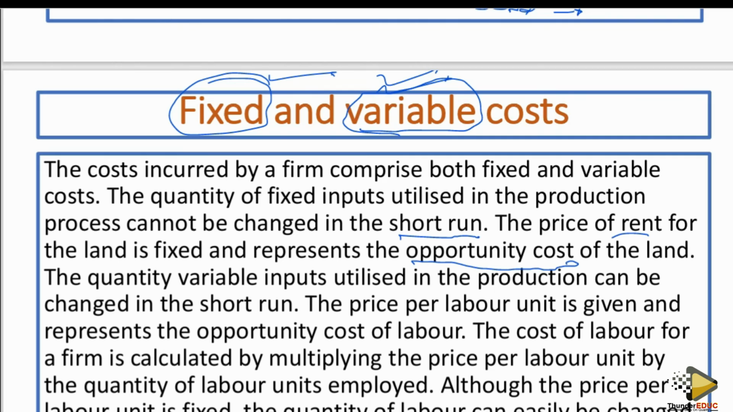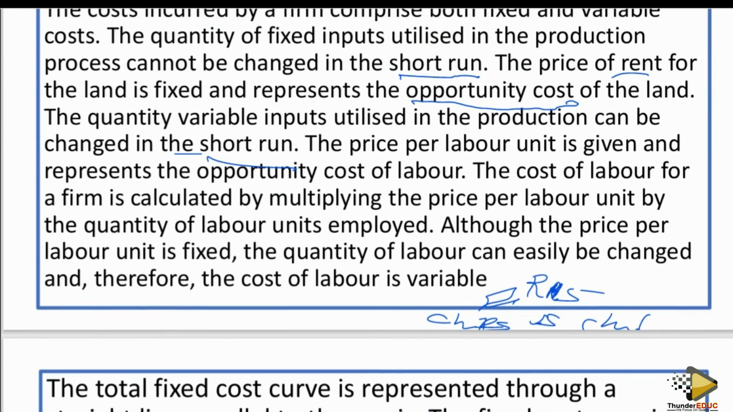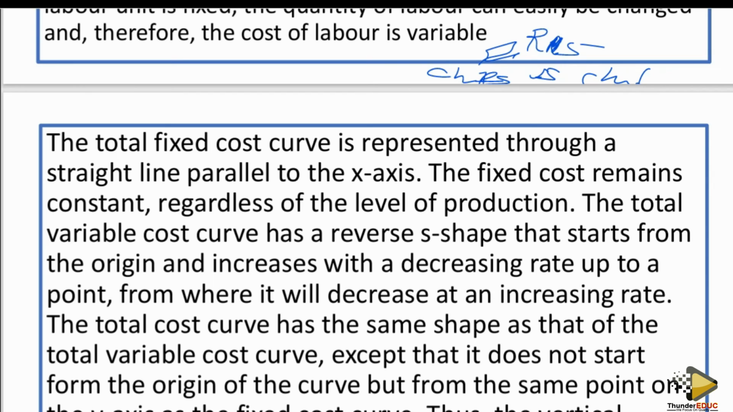So now let's check our grade 12. The quantity of variable inputs utilized in production can be changed in the short run. The price per labor unit is given and represents the opportunity cost of labor. The cost of labor for a firm is calculated by multiplying the price per labor unit by the quantity of labor units employed. Although the price per labor unit is fixed, the quantity of labor can easily be changed, and therefore the cost of labor normally varies. I did explain that.